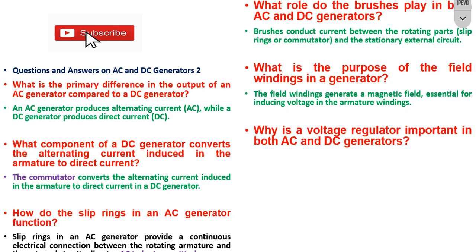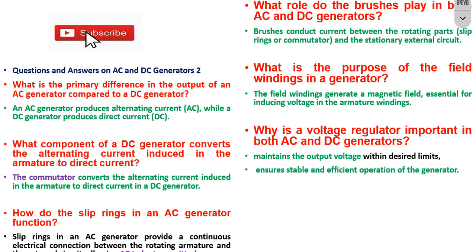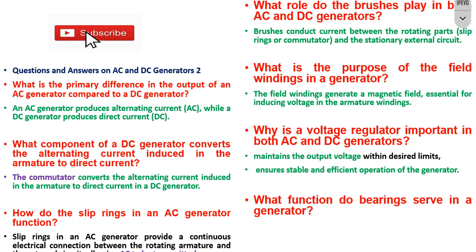Why is a voltage regulator important in both AC and DC generators? It maintains the output voltage within desired limits. It ensures a stable and efficient operation of the generator as well.